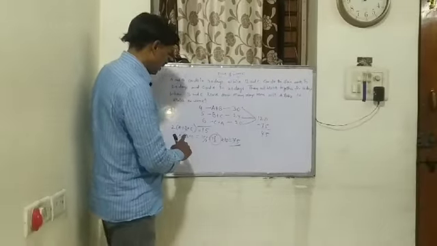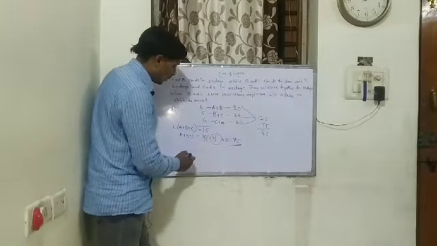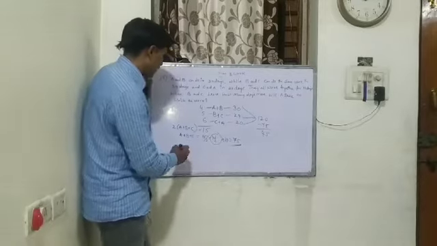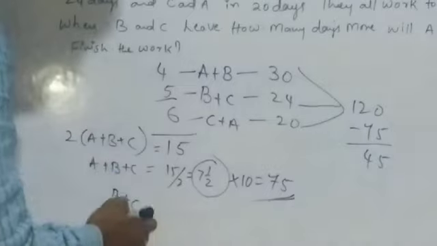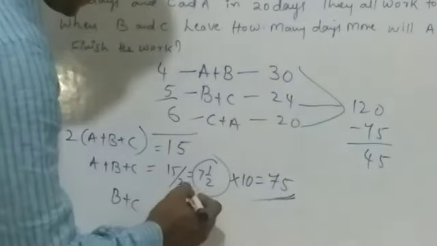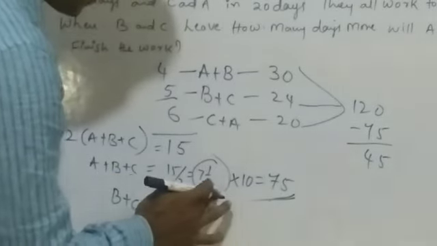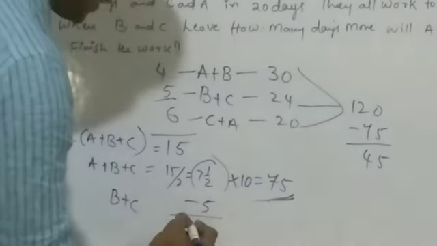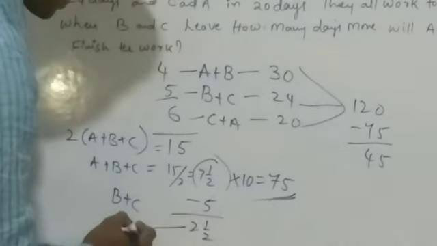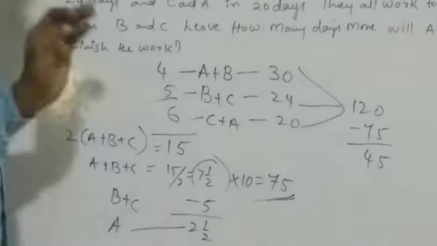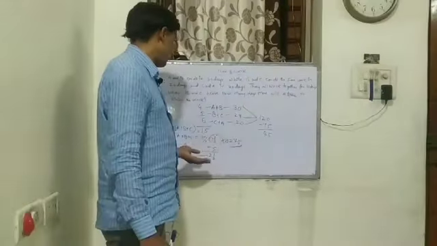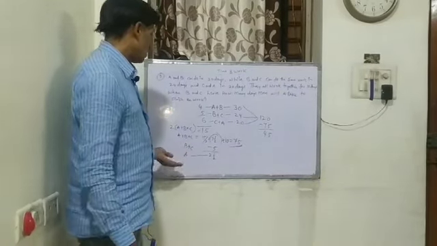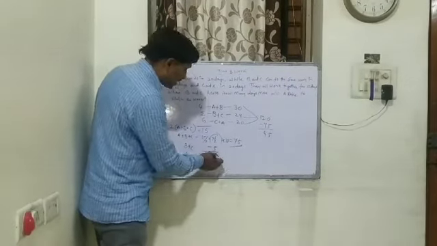We know that A plus B plus C produce 7.5 pieces per day, whereas B plus C's 1 day's work is 5. So if you remove B plus C's 1 day's work from 7.5 pieces, you get 2.5 pieces, which is the work of A. So now we have 45 pieces to be done by only A. Per day A is producing 2.5 pieces.